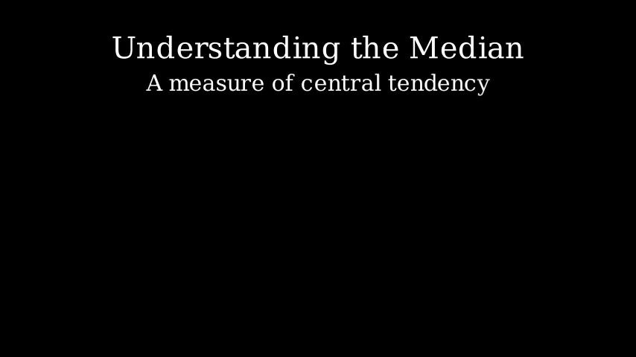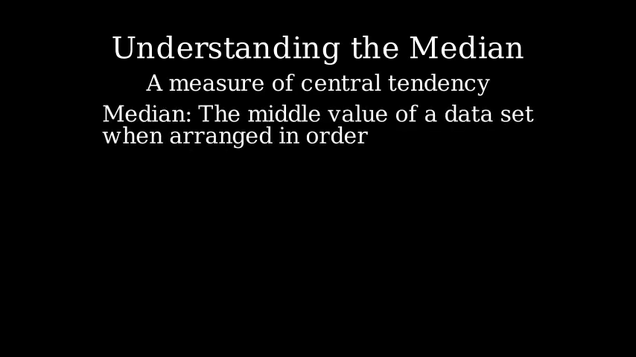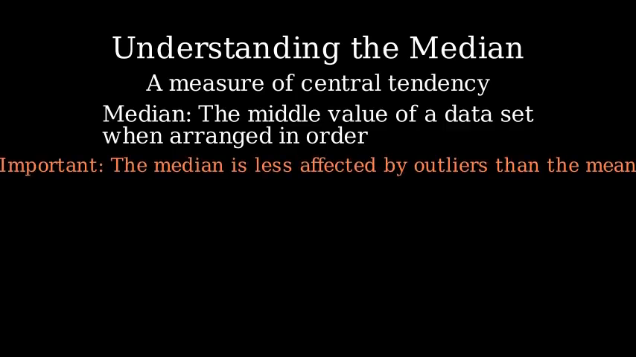The median is a measure of central tendency, which means it helps us identify the middle value in a data set. The median is the middle value of a data set when the values are arranged in ascending or descending order. It's particularly useful when our data contains outliers or extreme values, as the median is not affected by them as much as the mean would be. Let's see how to find the median.